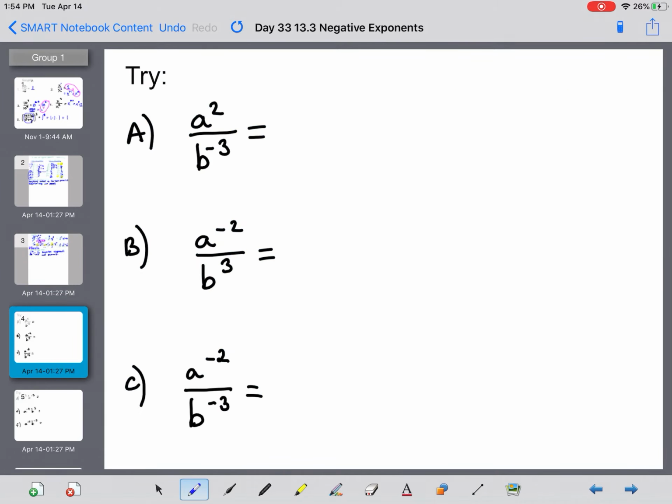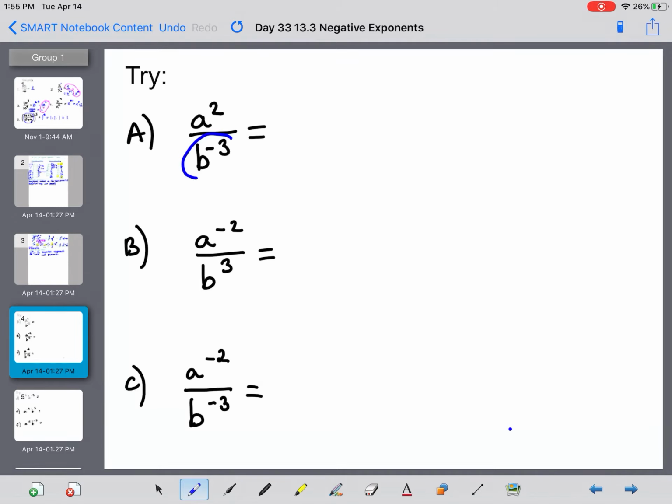So let's look at a bunch of examples. All of these have to deal with either a squared or b cubed, and these are going to vary depending on which one of the exponents is negative and what the initial location is for each of the bases. So we only have issues with negative exponents.